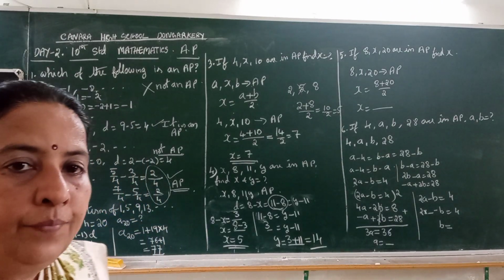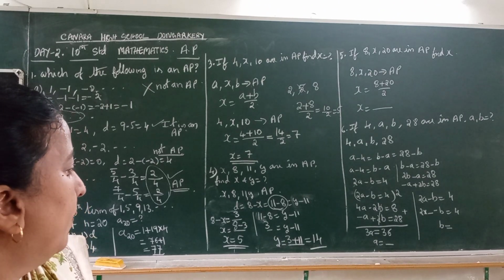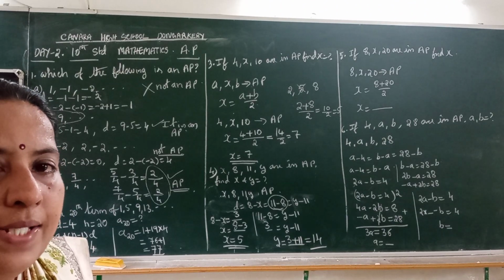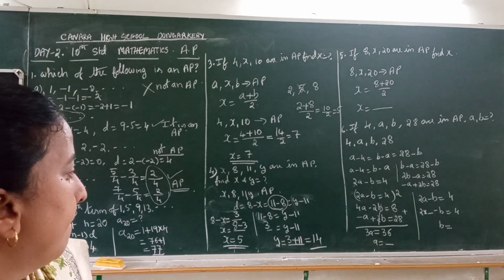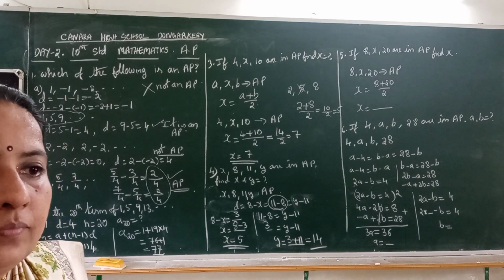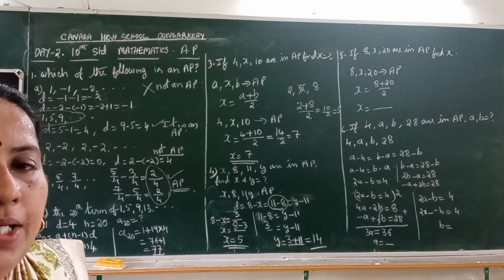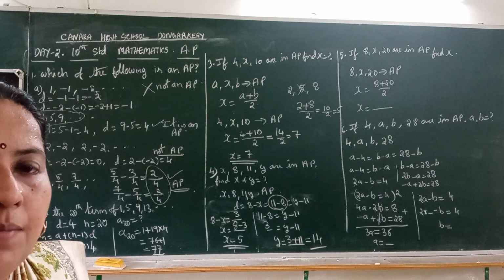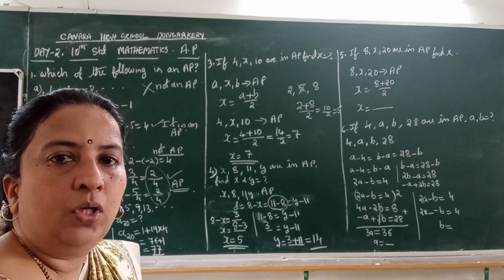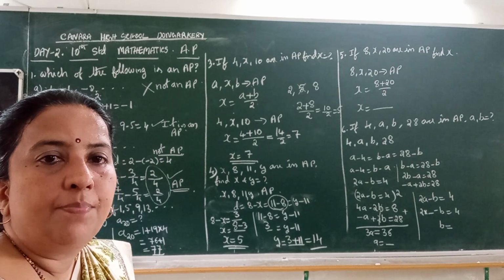After solving, we will get x is equal to 5, y is equal to 14. X is equal to 5, Y is equal to 14. I hope you all understood. When 3 terms are given, how to find unknown terms. When 4 terms are given, how to find unknown terms. Let us work out sums of the same type.